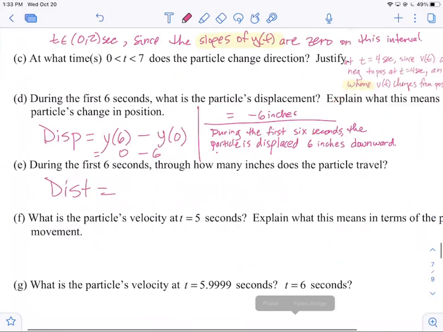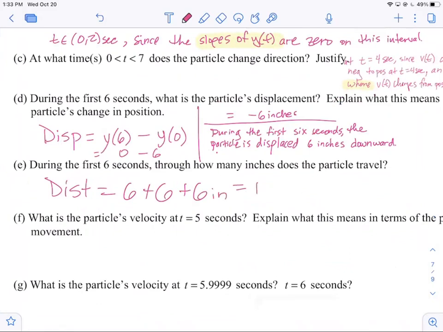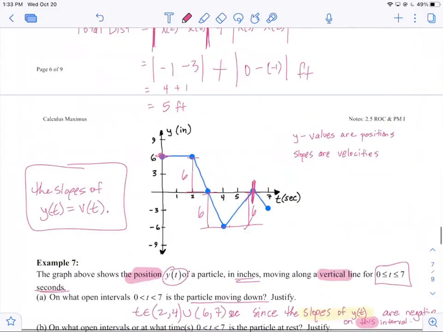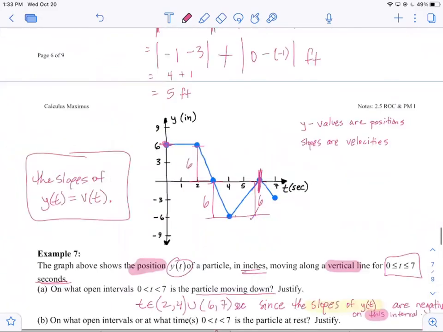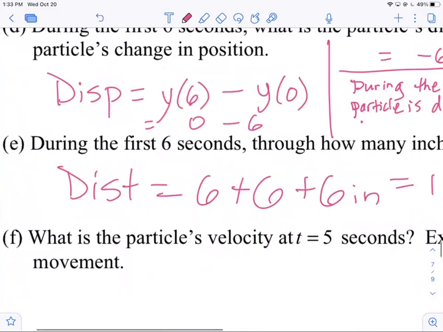But anyway, 6 plus 6 plus 6 inches, which I think comes out to 18, right? Good. What's that? Oh, it just said from 0 to 6. Yeah. So there was an additional 3 at the end, and that's why reading the interval is super important.